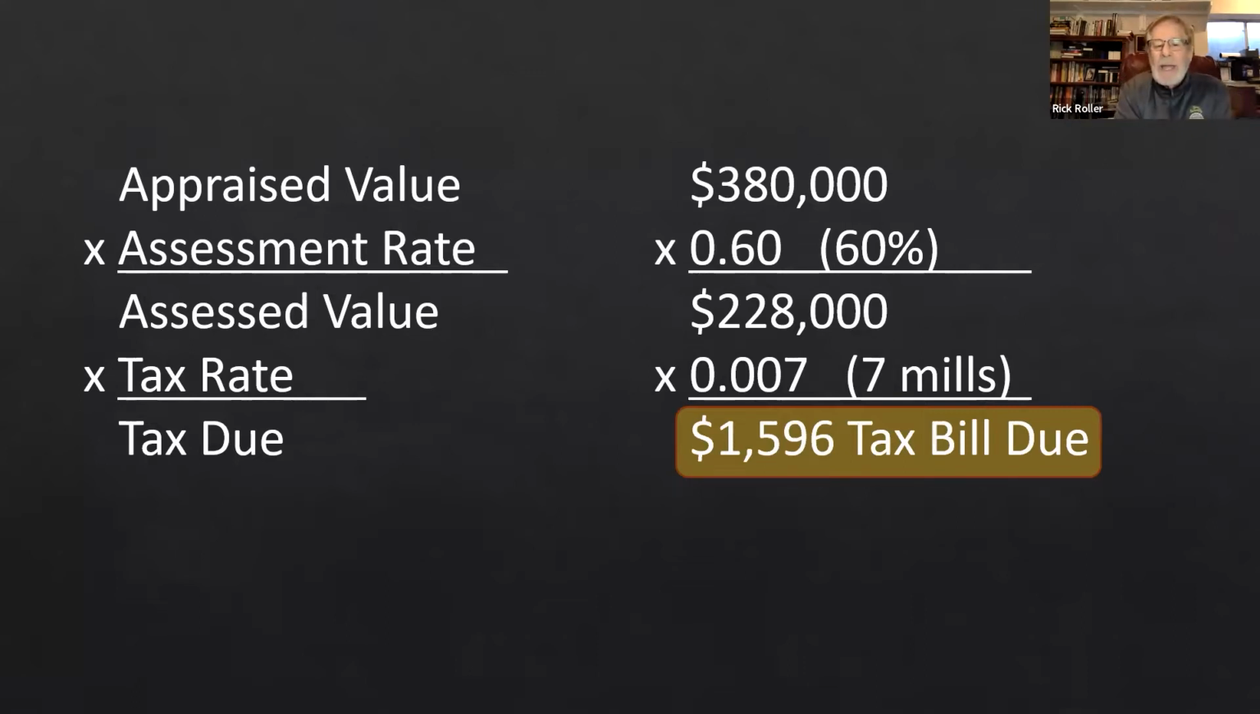Now, a lot of times what happens on this is they'll give you an upside down and backwards thing. They'll say the tax bill was $1,596. It was 7 mils, and it was a 60% assessment rate. What was the appraised value? Well, if you're working from the bottom up, then you divide. So those multiplication times would change into division, and you divide 1596 by 0.007. That would give you 228,000. You divide that by 0.60, and that would give you 380,000. So you can work it backwards or forwards.